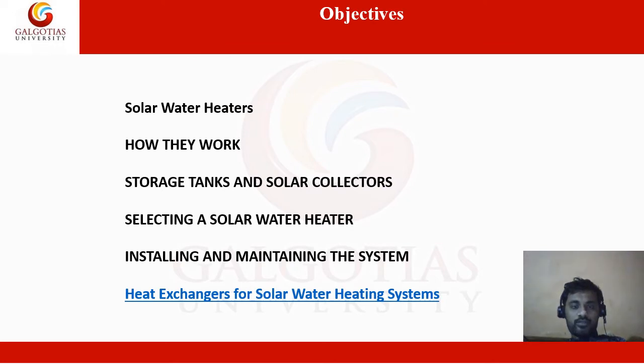The objectives of today's lecture moving forward will be all about six criteria. Number one is solar water heaters. Number two is how do the solar water heaters work. Number three is storage tanks and solar collectors. Number four is selecting a solar water heater. Number five is installing and maintaining the system. And number six, which is the most important, where we will deal with the heat exchangers for the solar water heating system.